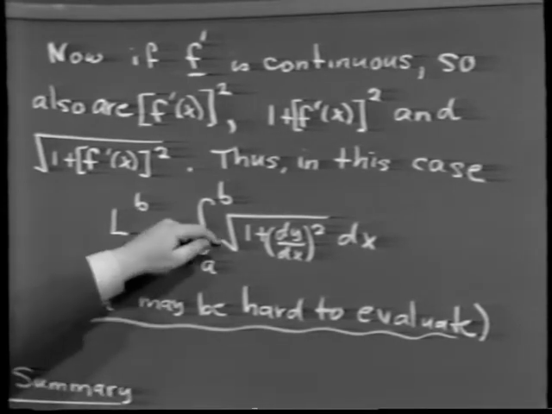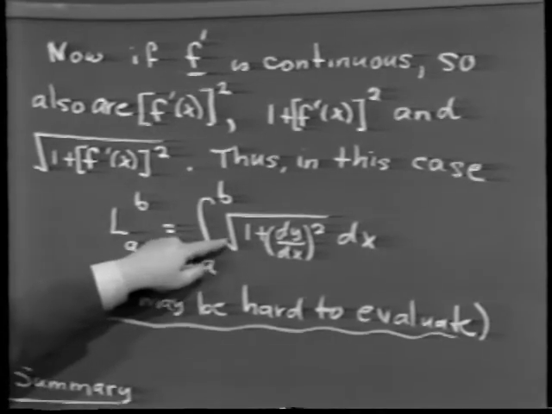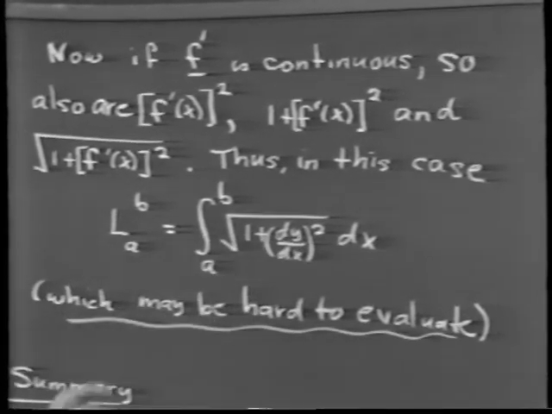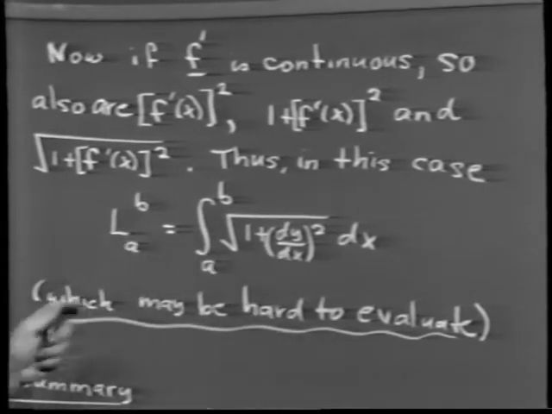In other words, one thing I could try to do is to find the function g whose derivative with respect to x is the square root of 1 plus (dy/dx) squared, and evaluate that between a and b. I can put approximations on here, whatever I want.